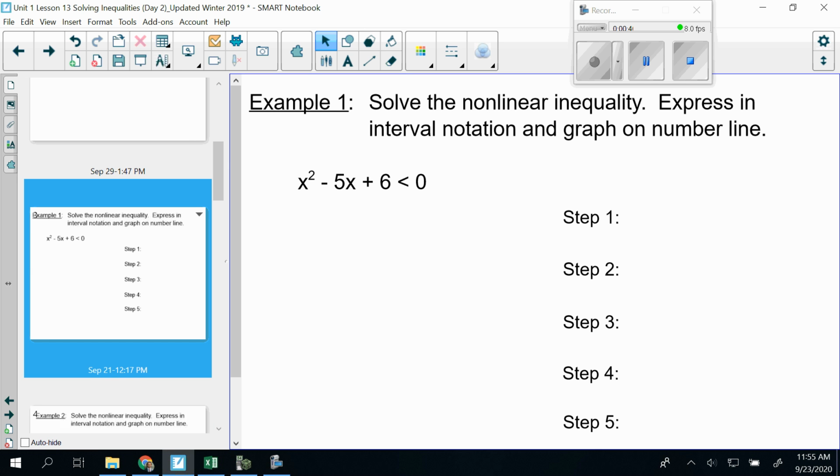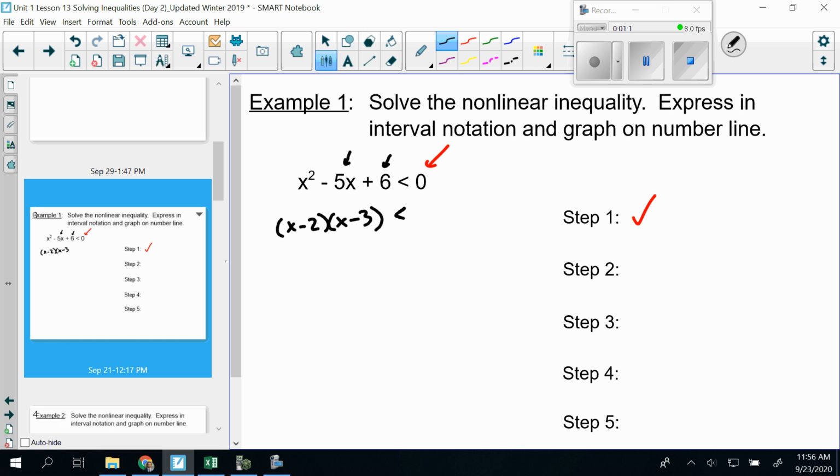So first one here, step 1, we want to get it equal to 0. This one you can see is already compared to 0, so we can check that one off. Next step is to do some factoring. So what we want to look at here is what's going to multiply to 6 and also add to -5. Looks like we can do that with x minus 2 and x minus 3. Okay, so now we got that step checked off.